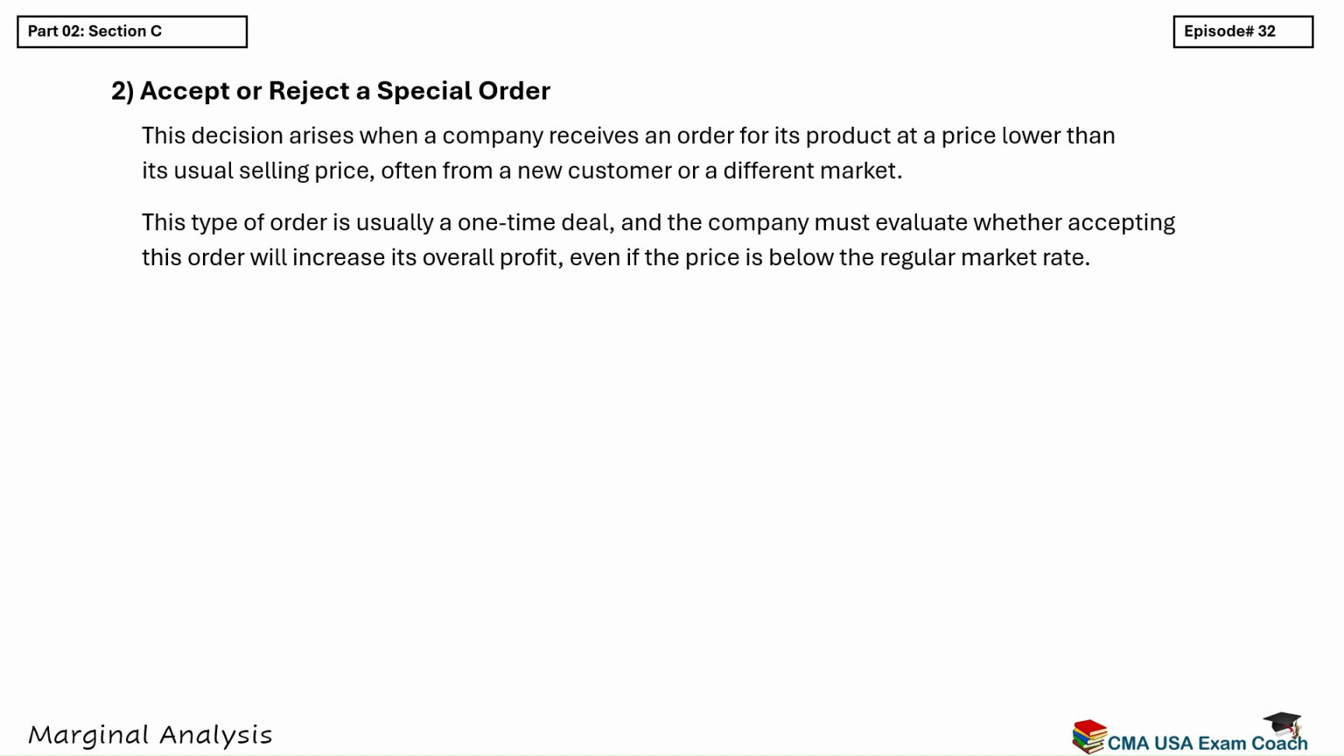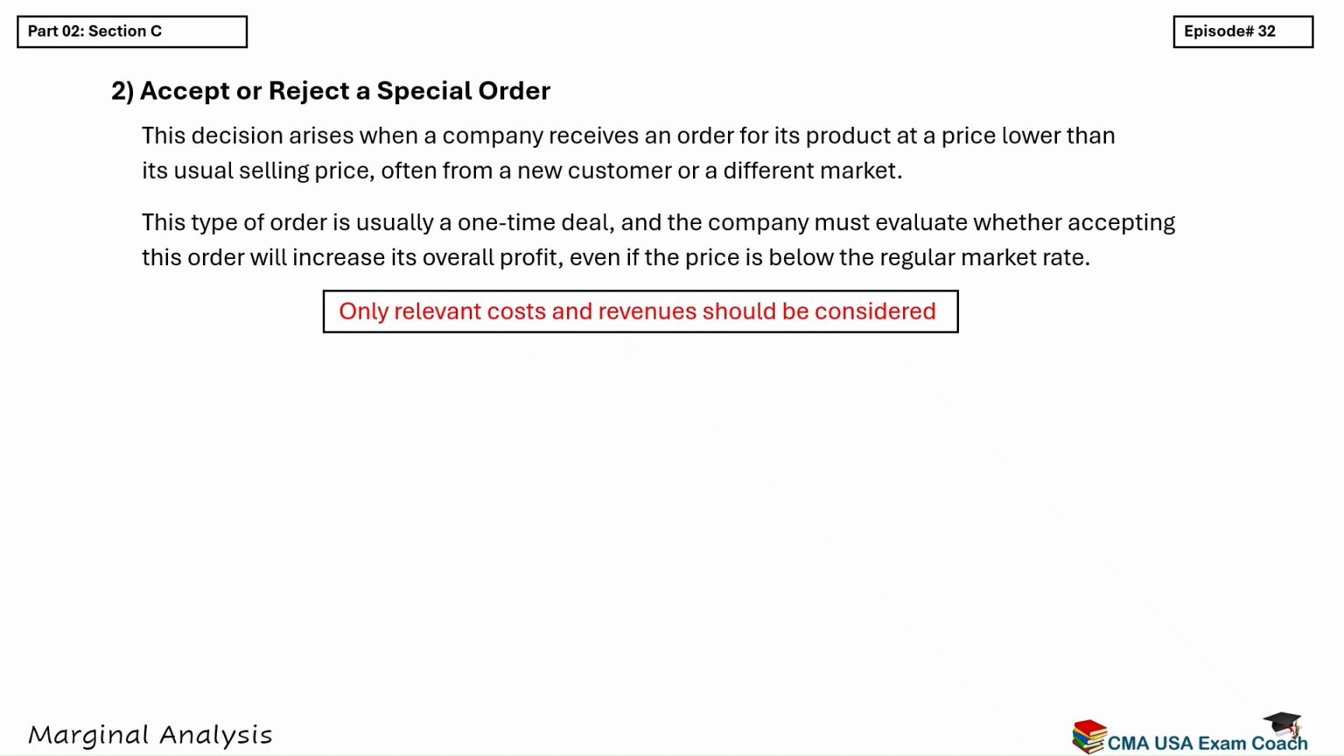So, how do we decide? The key rule in marginal analysis is only relevant costs and revenues should be considered. This means we focus on the additional or incremental costs and additional revenue generated from accepting the special order.